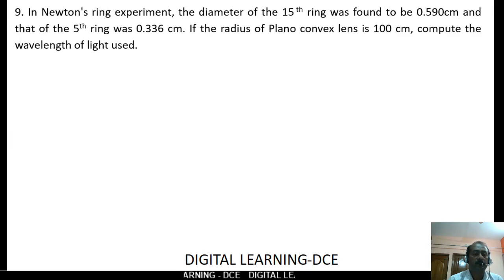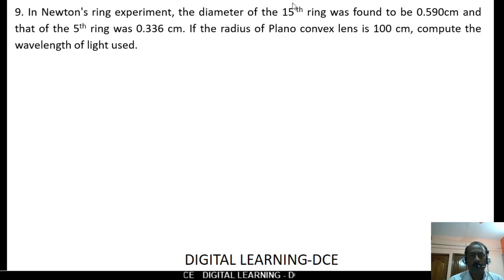Next problem is on Newton rings. In a Newton ring experiment, the diameter of the 15th ring was found to be 0.590 centimeter and that of the 5th ring was 0.336 centimeter. If the radius of the plano-convex lens is 100 centimeter, compute the wavelength of light used. On reading this problem, you can easily identify that it is based on Newton rings.